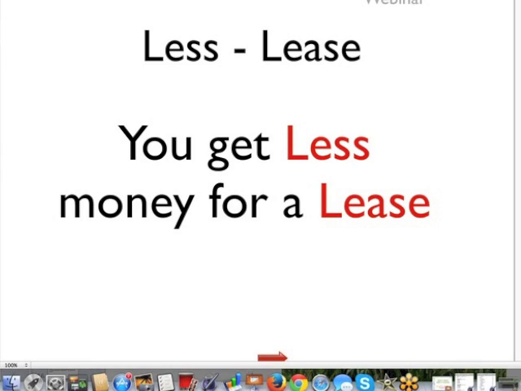You get less money for a lease. One of my cute little memory techniques. You guys heard that one before? Yes. You heard it from me though, right? Yes. Okay, good. Now, obviously, there may be some super expensive lease that you get, and you may be selling really cheap homes. I don't know. But for your memory technique, less money for leases. You get less money for a lease than you would for selling a proper home.